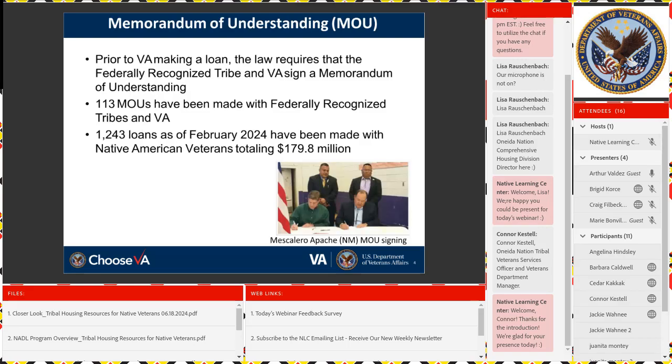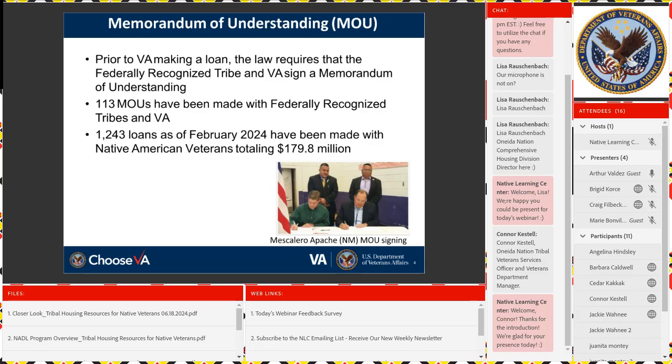Now, one of the things that is required is an agreement between the tribe and the VA before we can even make any loans. Again, the law requires that the federally recognized tribe and the VA sign a memorandum of understanding. Again, we use the term MOU, and right now we have 113 MOUs with federally recognized tribes in the VA. We've made over 1,243 loans as of February 2024, made with Native American veterans totaling $179.8 million in funds.